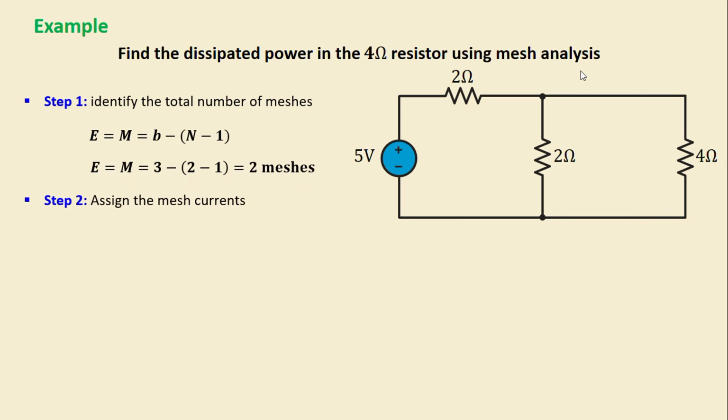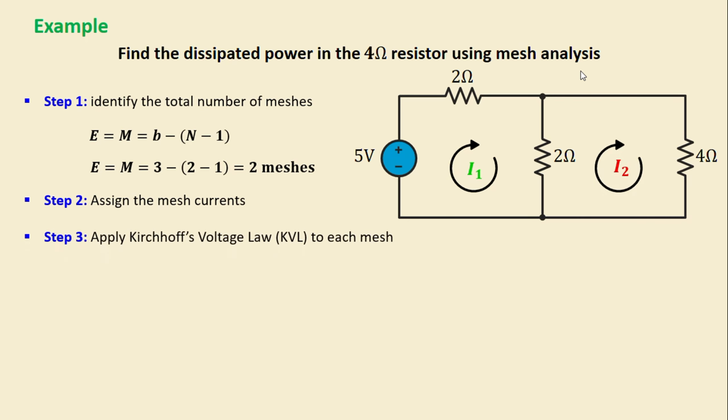We go now to step number 2, which is to assign the mesh currents. This can be done arbitrarily. This is mesh current 1 and this is mesh current 2, and I choose both directions to be clockwise.